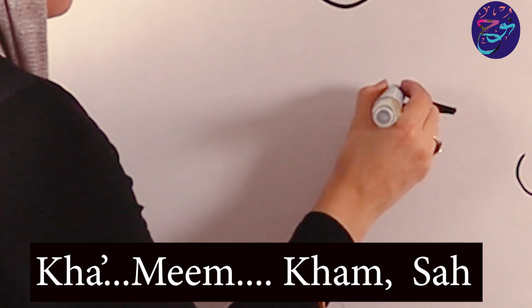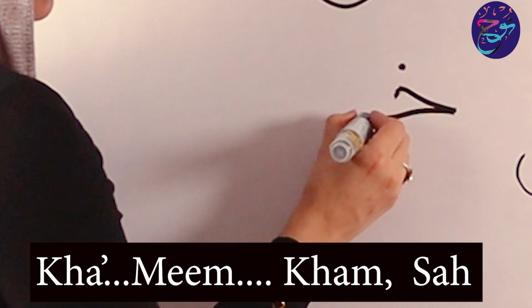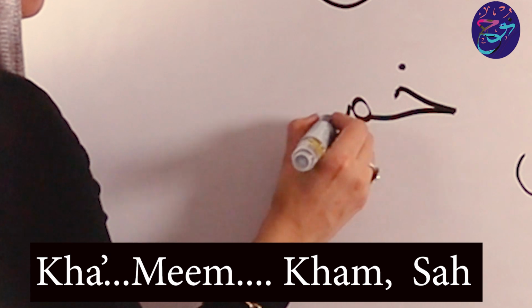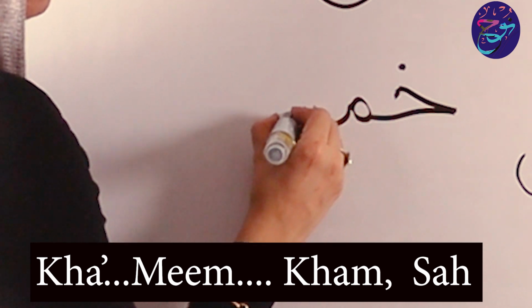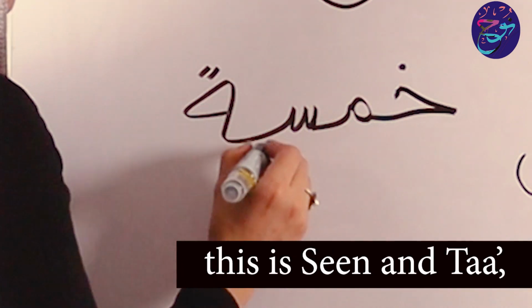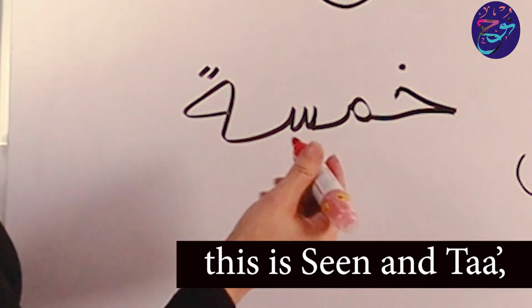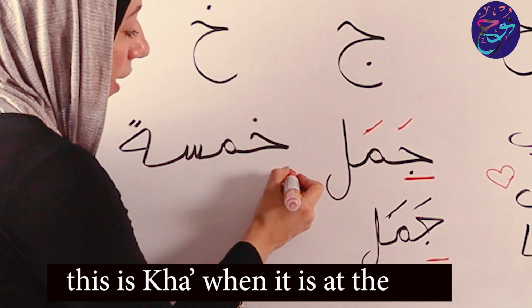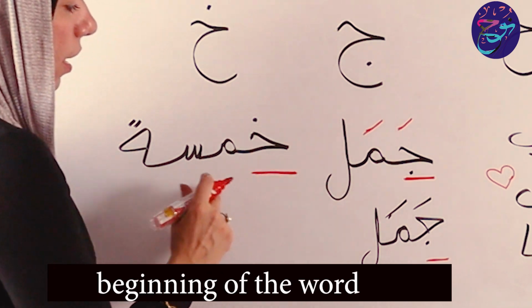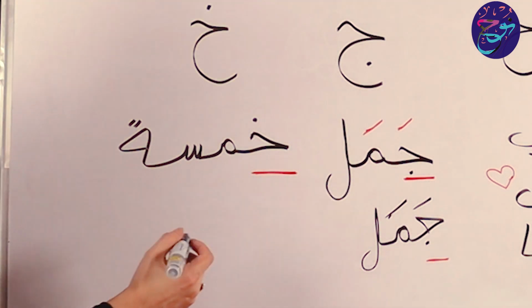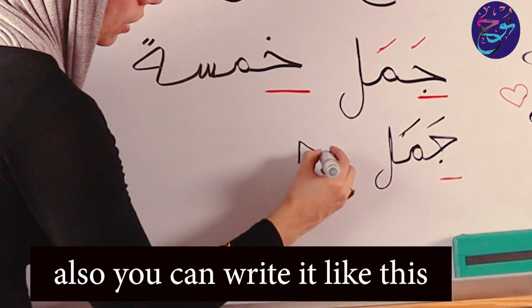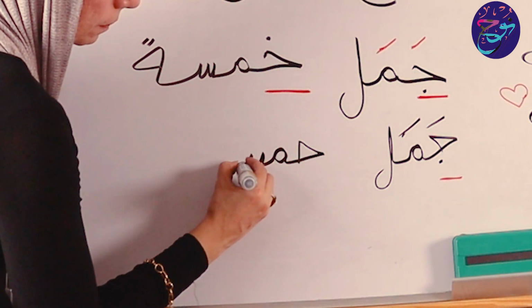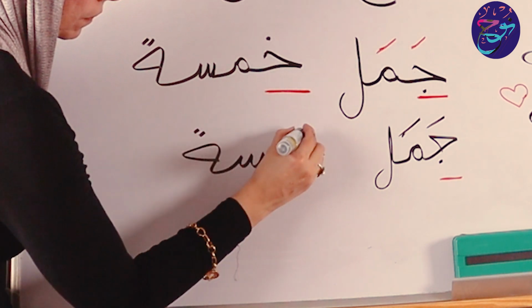So this is kha and mim, kham, sa. And this is sin. Sin and ta. Remember this al-ta al-marbuta? We have it in a previous lesson. Al-ta al-marbuta. So this is kha, when kha is at the beginning of the word. Khamsa. And also, again, we can write it like this. The same.